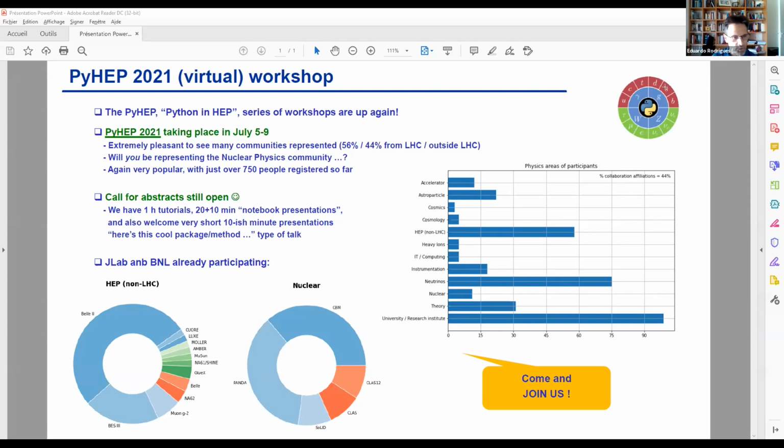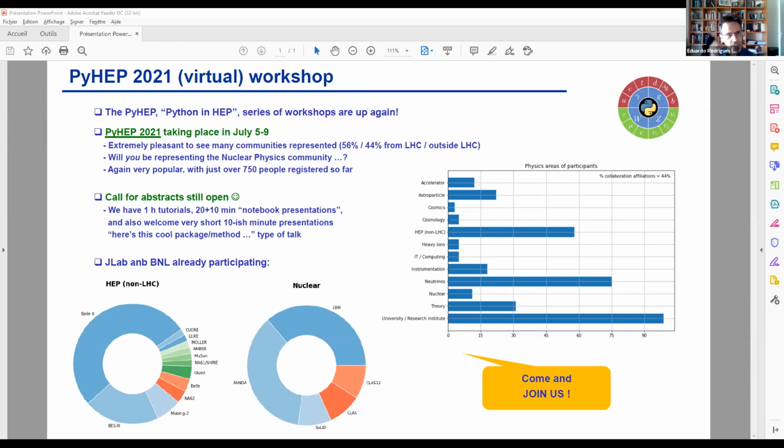At the bottom there, in those two colorful pie charts, you can see that there is already some representation, in particular from JLab and BNL, but if there is more, the happier we will be. On presentations, not just participation, if you would like to present something on, for example, what packages you're using from the Python ecosystem, or how you're doing analysis in Python and so on, this is pretty much open-ended.